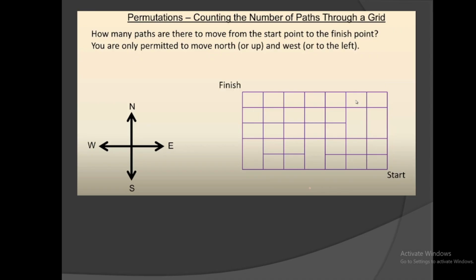So let's see. We have this question: permutation counting the number of paths through a grid. A grid is basically anything like a big table sort of thing. Now, how many paths are there to move from the start point to the finish point? This is our starting point, and this is our finish point.